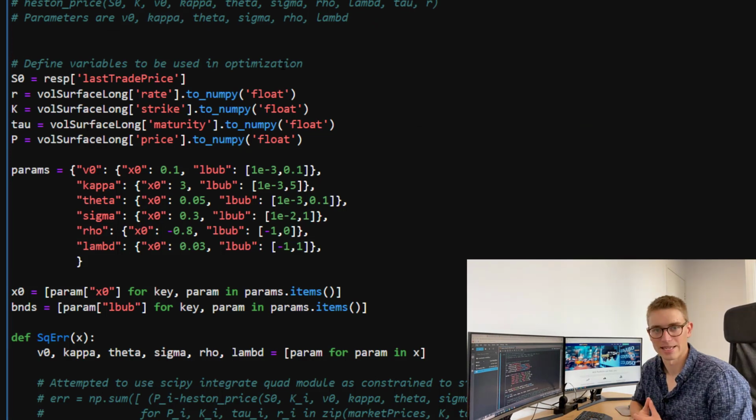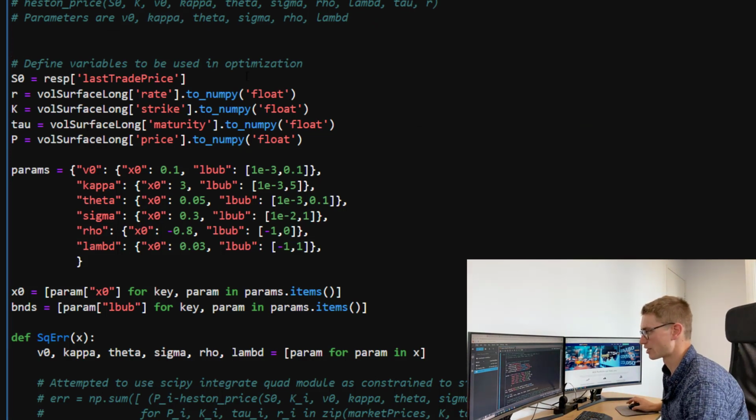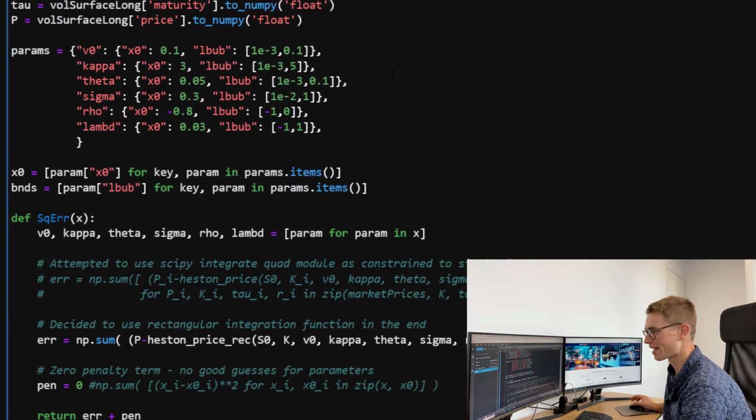How do you actually implement this? Well, we're going to use SciPy minimize. First thing we need to define is the actual starting index price, and that's just from our JSON response that we had before, the dictionary of the last trade price. Then I've got my rates, which is just from my vol surface long, the rate column, converted to numpy float. Here I've got my strikes, again taken from our pandas data frame. We're going to take tau, which are the maturities, and the market prices from our pandas data frame. Those are all floats.